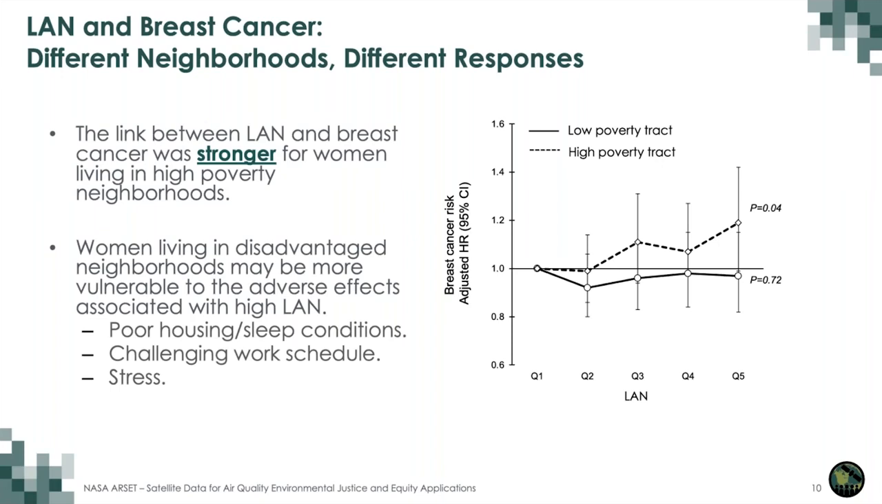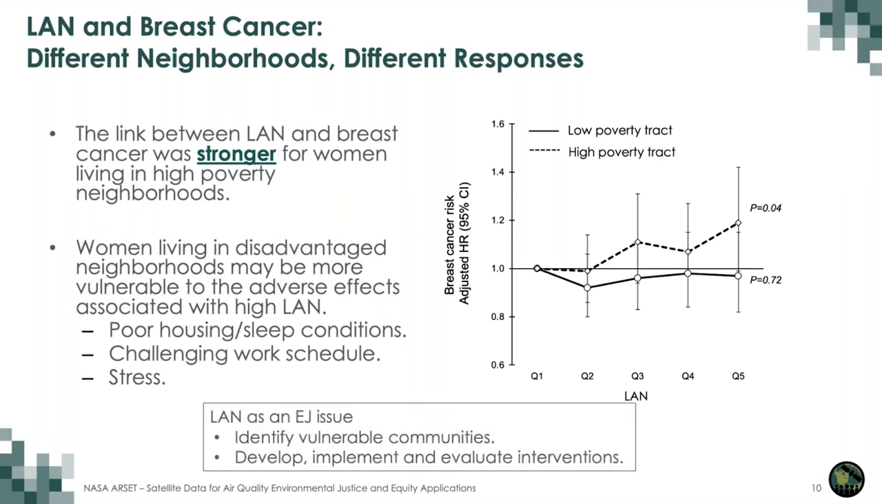We speculated that this high response to light at night among women from poor communities could be due to a number of factors, including poor housing or sleep conditions, their challenging work schedules, and generally higher levels of stress, all of which may exacerbate the adverse effects of light at night on breast cancer risk. So with that, I just want to conclude that we believe light at night is an important environmental justice issue, and of course also a public health hazard. It's important to identify vulnerable communities that are exposed to higher levels of light pollution, and also for us to develop, implement, and evaluate potential interventions to mitigate the hazardous exposure to light pollution and to mitigate the health disparities associated with this exposure.